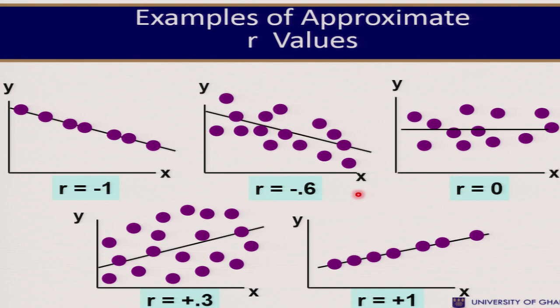negative 0.6. In the third example, we have a correlation of 0. That indicates no relationship between y and x. A correlation coefficient of positive 0.3 indicates a positive correlation, but it is weak. And then in the last example, we have a correlation coefficient of 1. That also shows a perfect positive correlation between y and x.